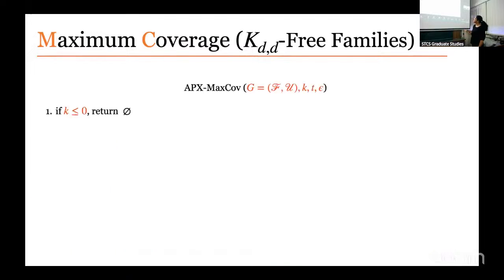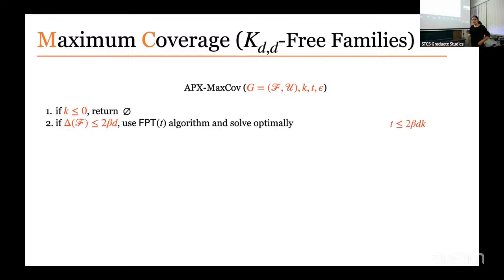So this is the algorithm. If k is less than or equal to 0, we can't cover anything, fine. If delta F, meaning the maximum degree of an element in F, is bounded by 2 beta D, then together we can only cover 2 beta D times k many sets. So if t is larger than that, we know that it's a no instance. Otherwise, you just run your FPT in t and solve the problem optimally. That is what I meant by degree sufficiently high.